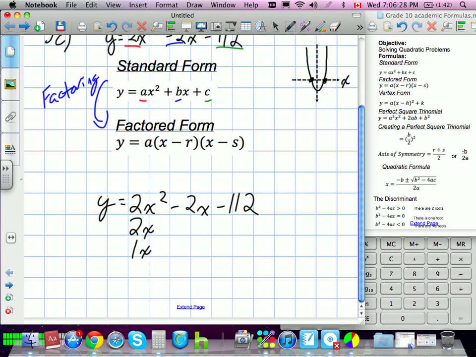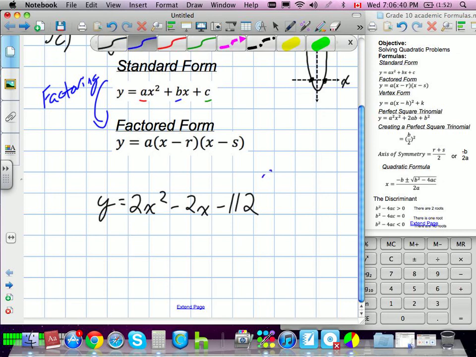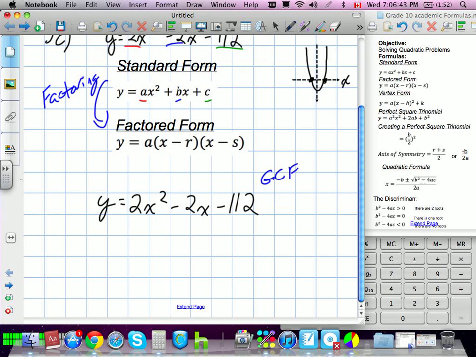What's the very first step to factoring? Do you remember? Yes, that's right. We shouldn't jump right into what we just did there. We should find the greatest common factor. What number can go into all of these? 2. Yeah, that's right. 2 can come out of all of those.